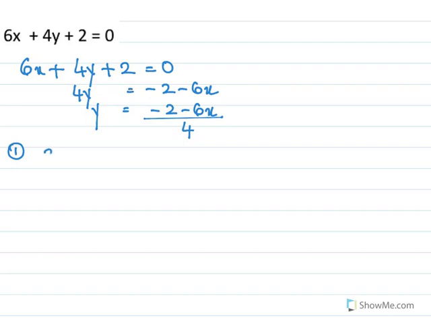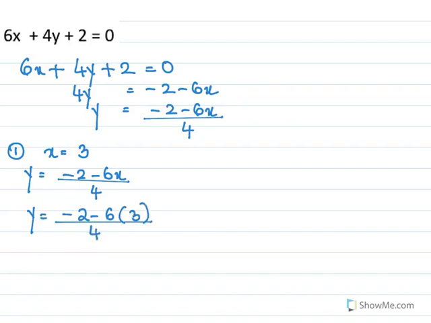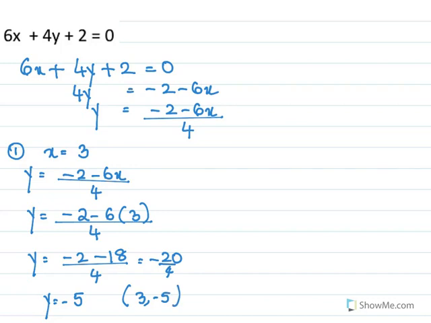First solution, we'll take x equal to 3. Remember, you can take any number, but make sure that it is not a fraction. Now y equal to minus 2 minus 6x over 4. So for x we will put 3. So we have y equal to minus 2 minus 6, for x I'm putting 3. This is now 18 over 4. So y equal to minus 2 minus 18 over 4. That is minus 20 over 4. So y equal to minus 5. So the point here is 3, minus 5.